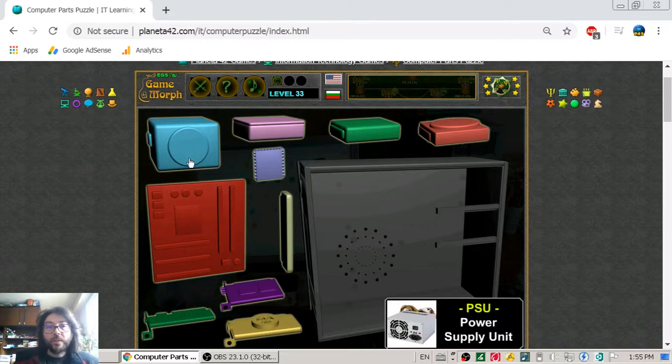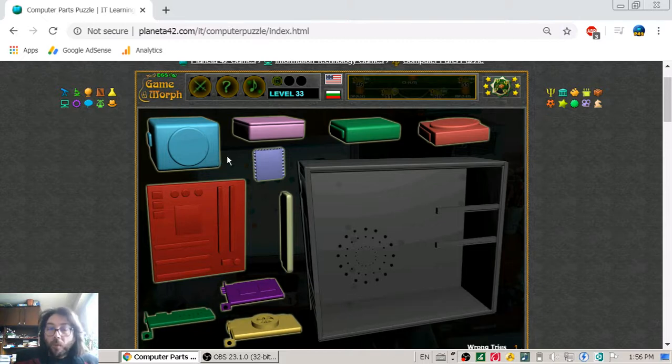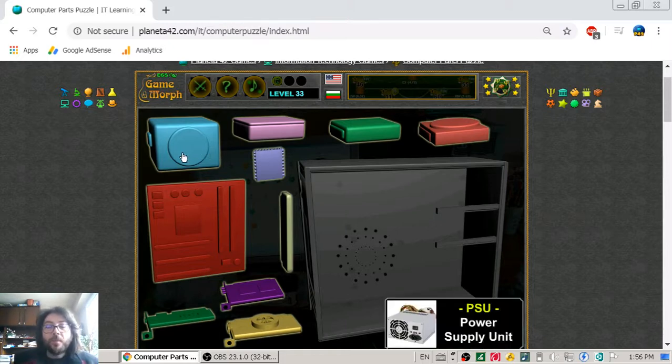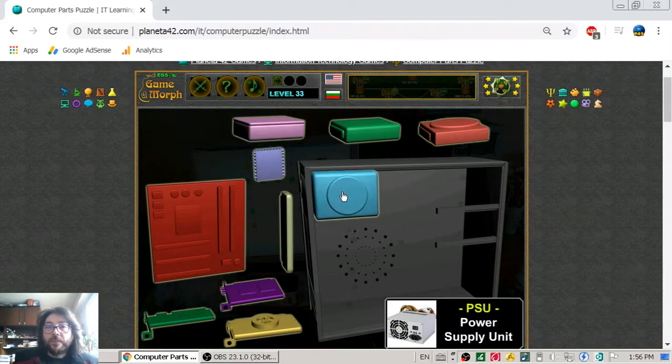And let's begin with the first part of the computer. This is the power supply unit, which is quite important. It is important about the actual power supply. There are more powerful PSUs and less powerful PSUs, so if our computer is more powerful we need a more powerful supply unit. Now I will place this shape here at the bottom back side of the box.